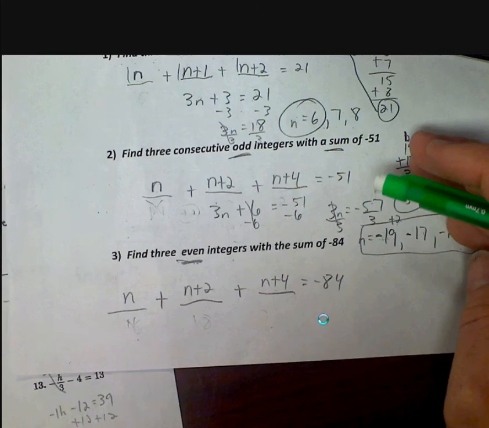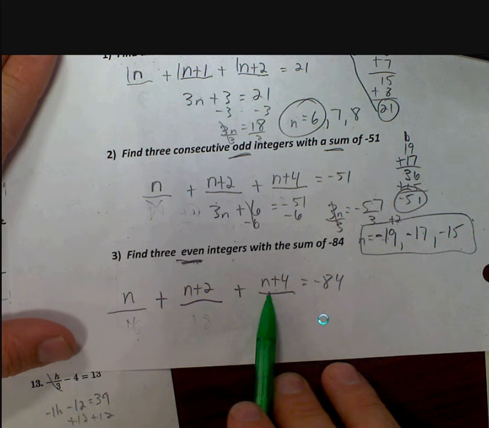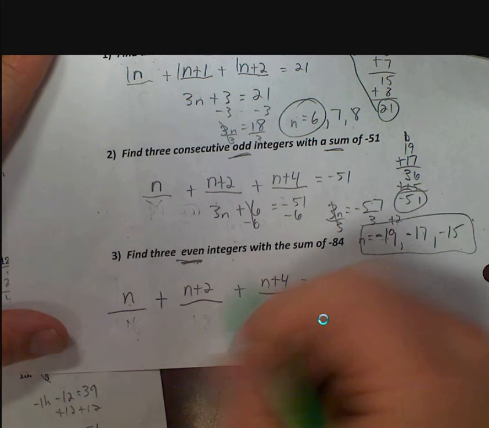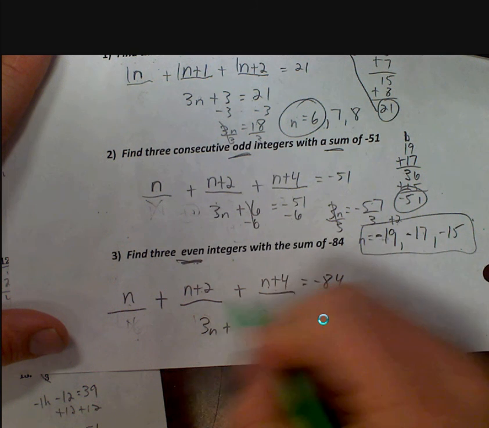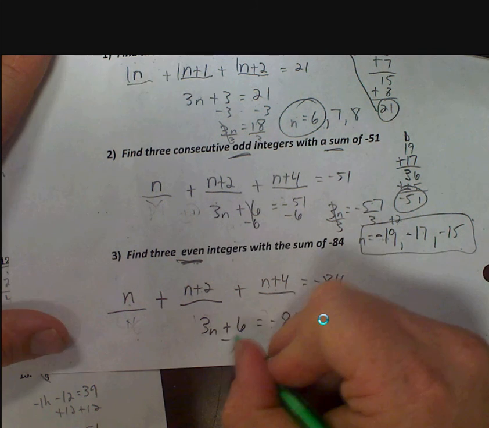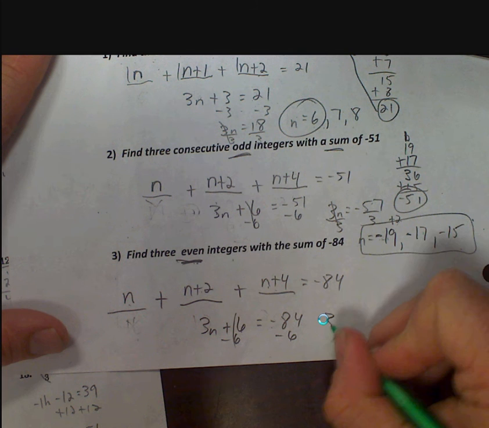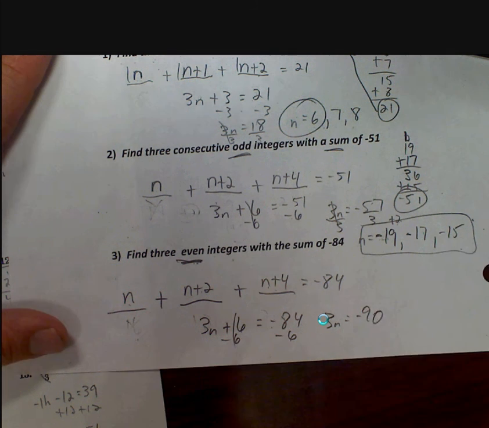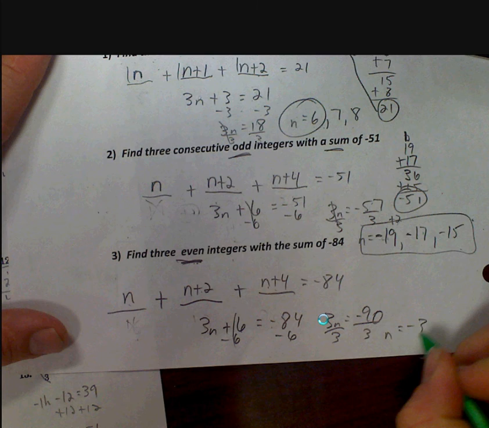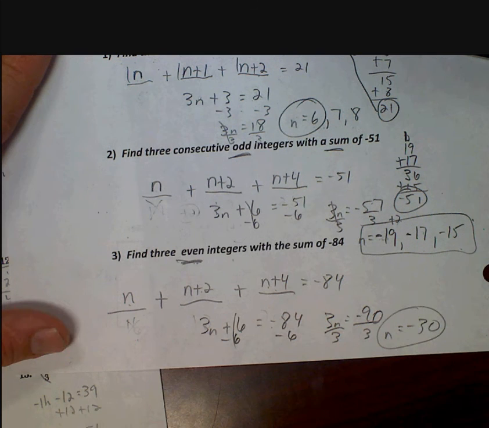Now let me solve the equation. I have 1, 2, 3 n's, and I have 2 plus 4 is 6. Minus 6, 3n equals -90. Divide by 3, n equals -30. I know my first number.